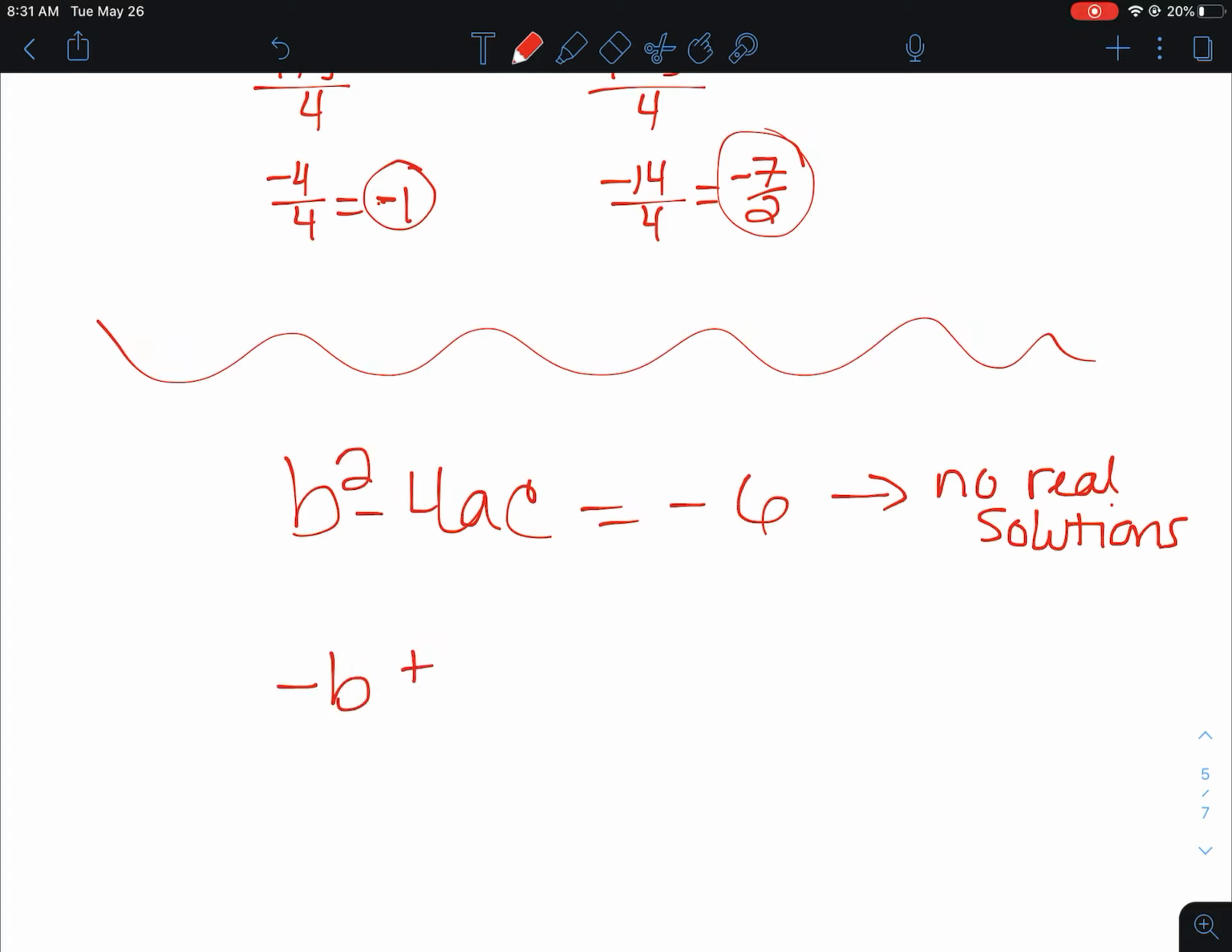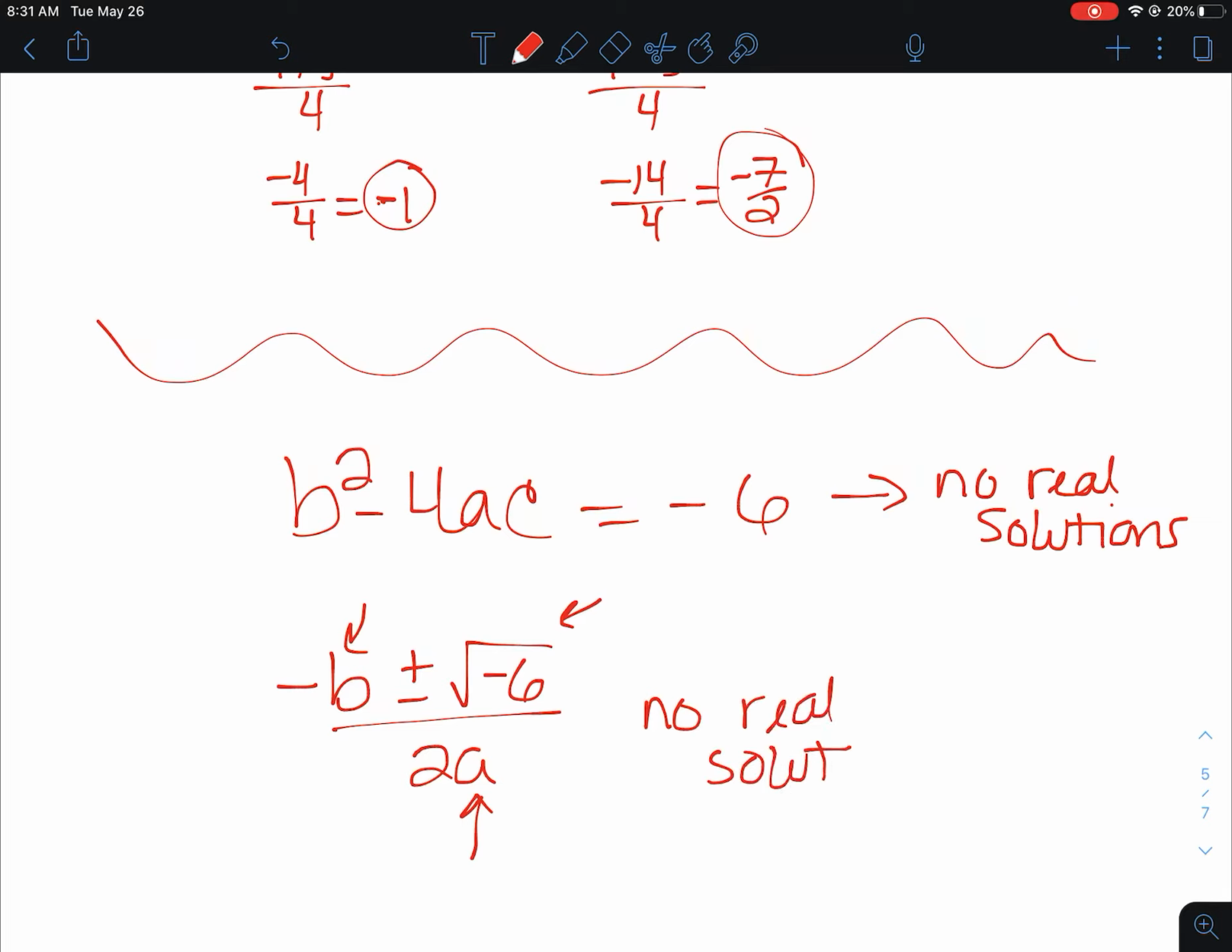But you can still set up your quadratic formula. So it'd be negative b plus or minus the square root of negative 6 all over 2a. Fill in your value for b, fill in your value for a, but just leave it in the fraction form with this negative under the radical. And then you can just say there are no real solutions here. Okay. So you still want to try and set it up, because this does give us imaginary values. We just can't really use them on the real graph. So you still want to set it up. You just don't have to do it.